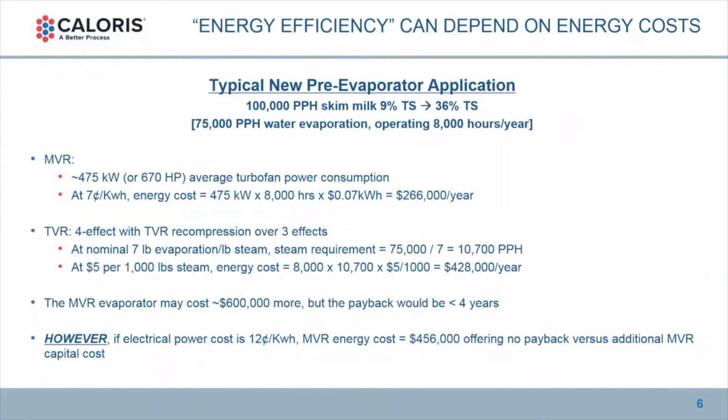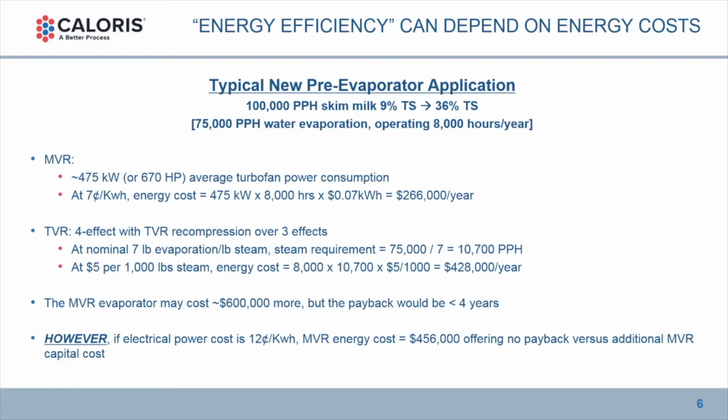And for this example here, we have a typical MVR or a typical pre-evaporator pre-concentrating skim milk to 36% solids condensed. So 100,000 pounds an hour skim, 4x concentration factor, we're evaporating 75,000 pounds an hour of water. We operate that 8,000 hours a year. So we've got an MVR evaporator with a 670 horse turbofan motor, drawing about 475 kW average consumption. If we're at about 7 cents per kilowatt hour for our energy cost, over that 8,000 hours, it's $266,000 a year in energy consumed to achieve the water evaporation.